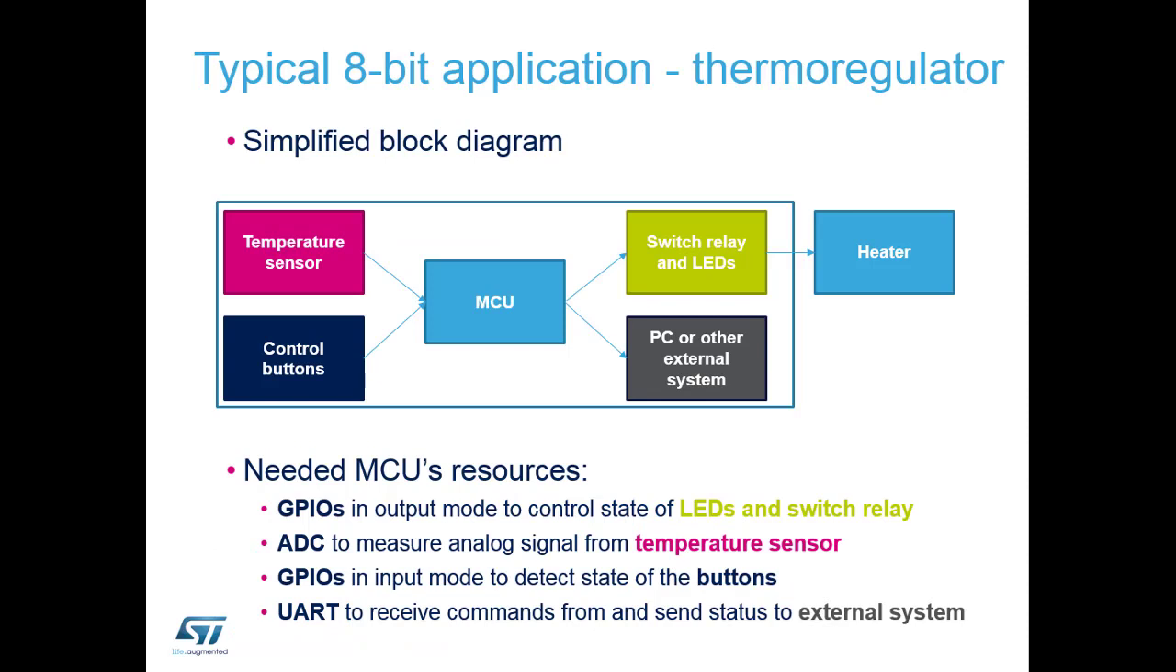So the block diagram for this hands-on is exactly the same as the previous hands-on. So we've still got the temperature sensor and the control button as our two inputs into our MCU. We're still driving the same two outputs, which is the LED to represent our switch relay out to our heater. And we're going to link in the communications back to our external system, which will be our PC via the virtual COM port. So the same four peripherals are still needed as we did in the previous example.